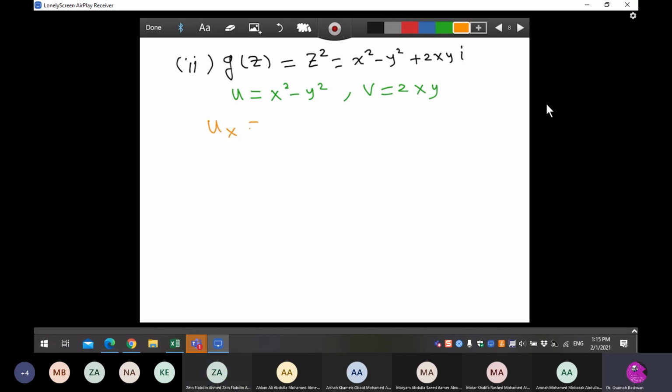I'll go for ux. What's ux? I'll keep y as a constant, so I differentiate x square minus y square with respect to x. And vy equal to what? I keep 2x as a common factor, as the derivative of y is 1. Are they equal?